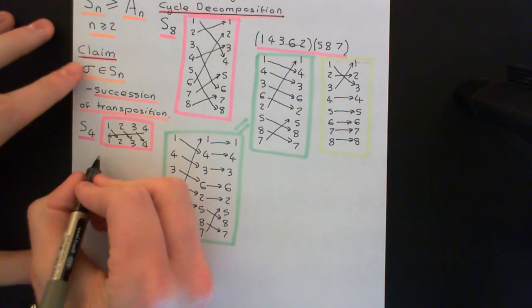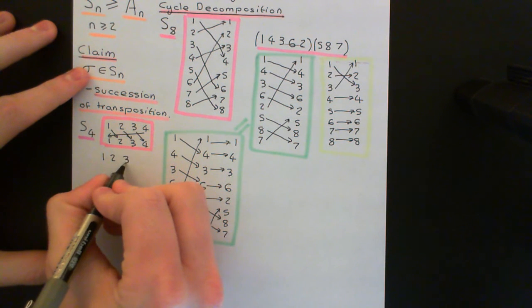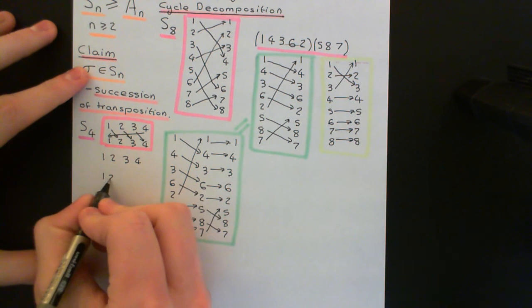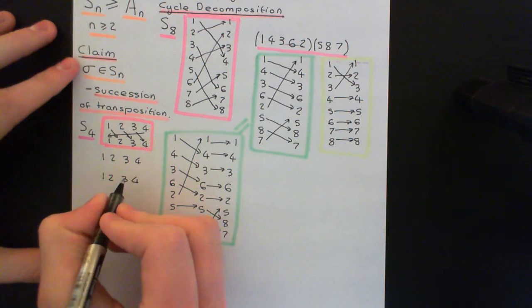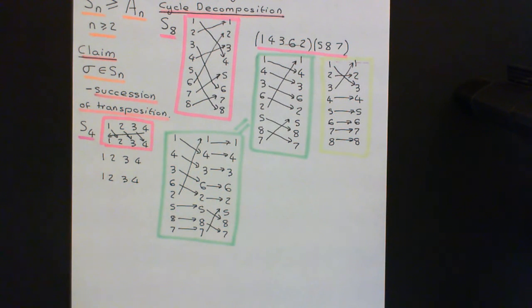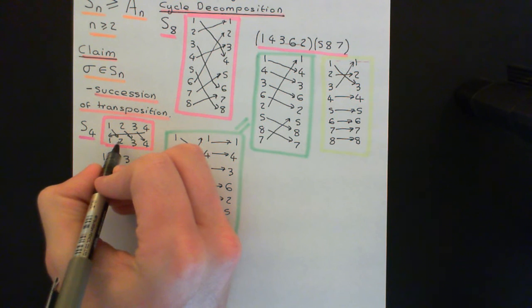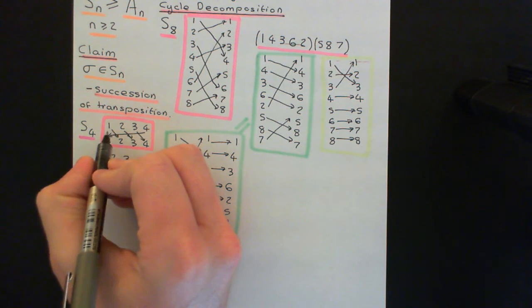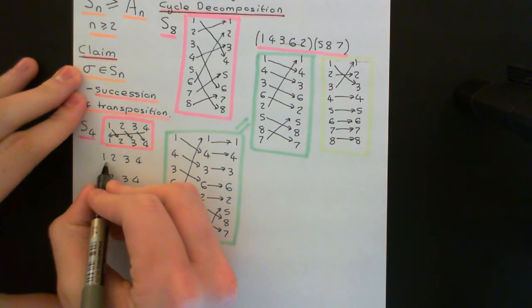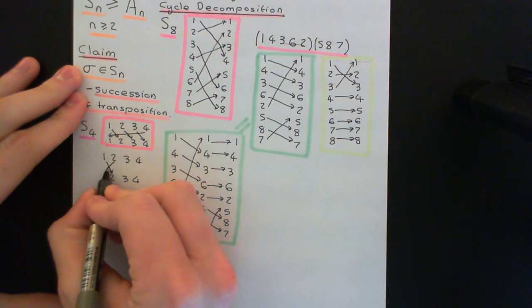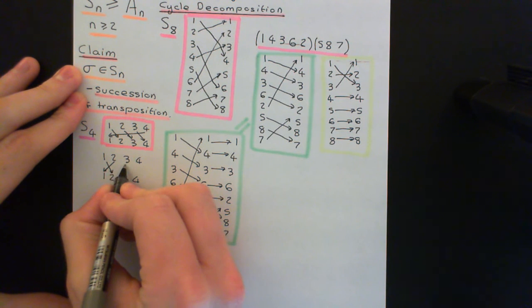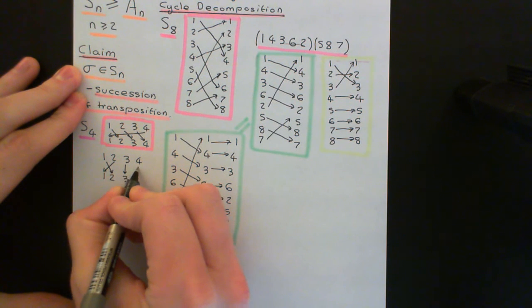Okay, so this is how I'll do it. So I'll start with the elements here, 1, 2, 3, 4, 1, 2, 3, 4. So what's the first transposition that I'm going to make? Well, in the overall thing, I want 1 to go to 2. So the first thing I'm going to do is to try and get 1 to go to the right place. So I will swap 1 and 2 like so. So I'll swap 1 and 2 around and leave 3 and 4 where they are.